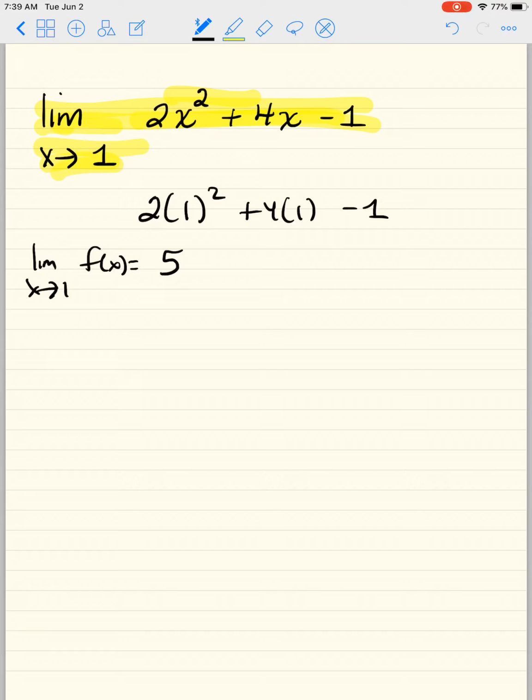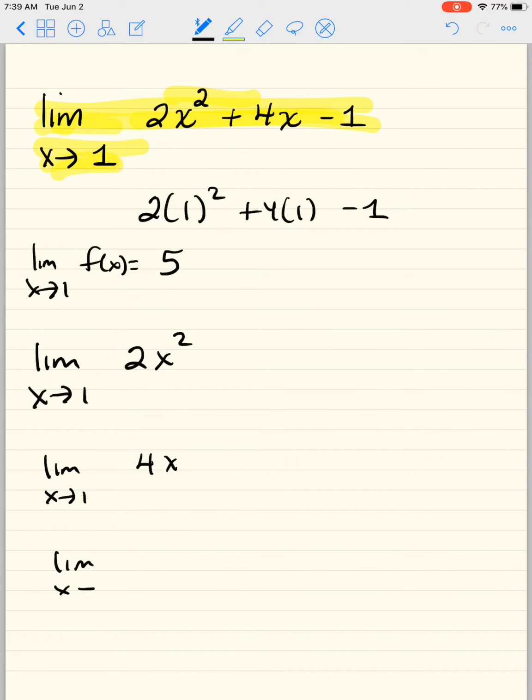Now, we know that we never plug in the actual 1. We plug in numbers really, really close. It's approaching 5. Great. But what we've actually done here is we did a lot of the limit properties. So what I mean by that is this. I can look at this in pieces. So 2x squared, limit as x approaches 1 of 4x, the limit as x approaches 1 of negative 1.